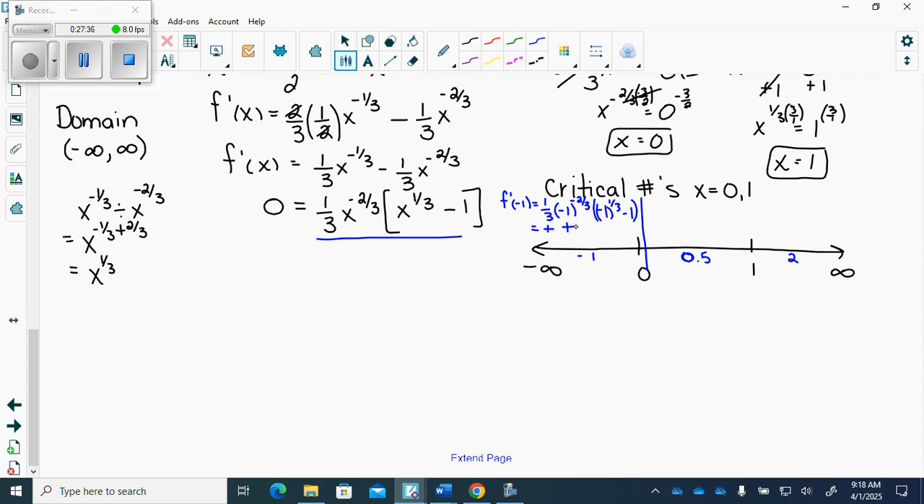What's negative 1 to the 1/3? What's the cube root of negative 1? Negative 1. So it's negative. So what's a positive times a positive times a negative? Right?